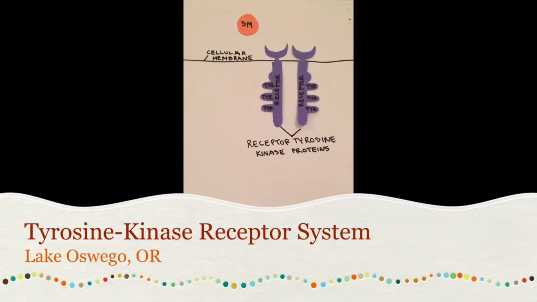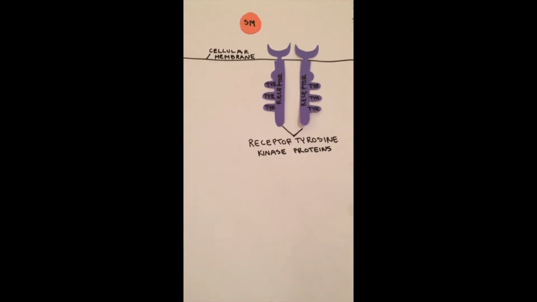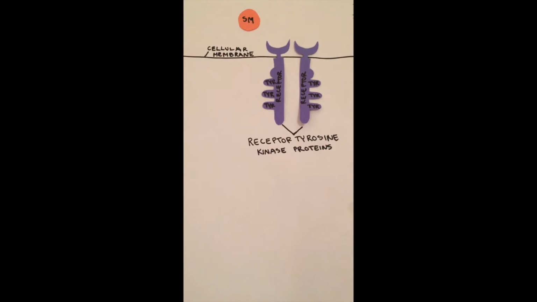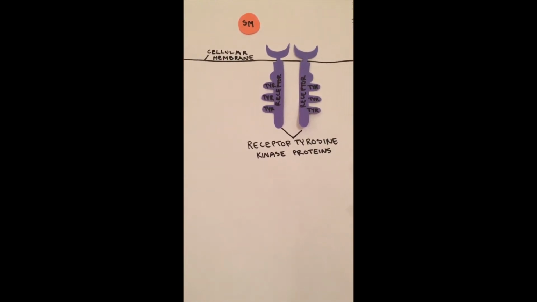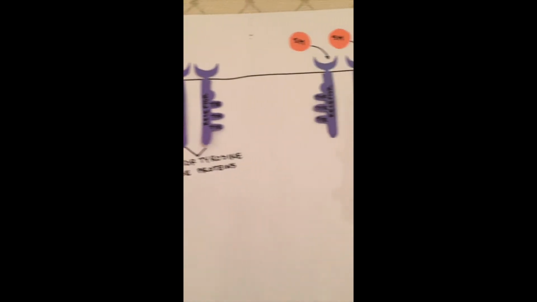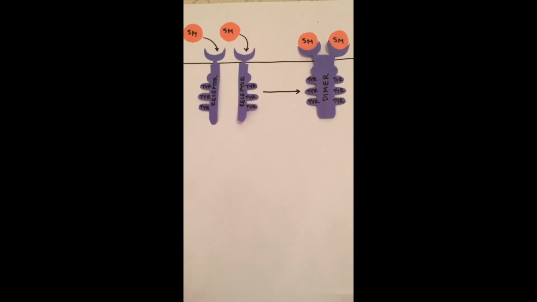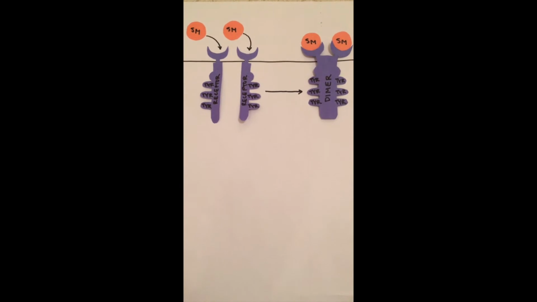Before the signaling molecule binds, the receptors exist as individual polypeptides. Notice that each has an extracellular ligand binding site, an alpha helix spanning the membrane, and an intracellular tail containing multiple tyrosines. Binding of a signaling molecule, such as a growth factor, causes two receptor polypeptides to associate closely with each other, forming a dimer.